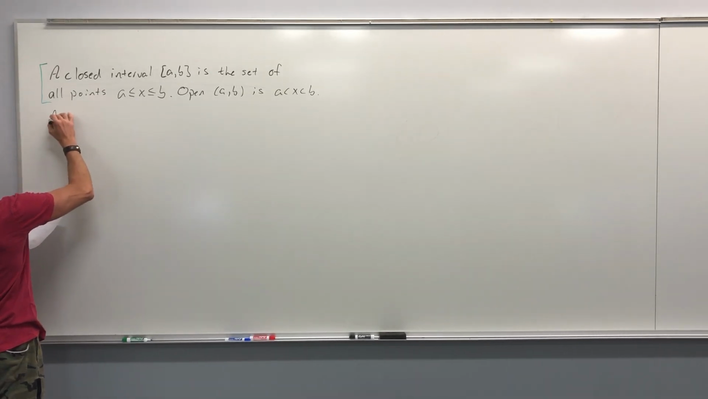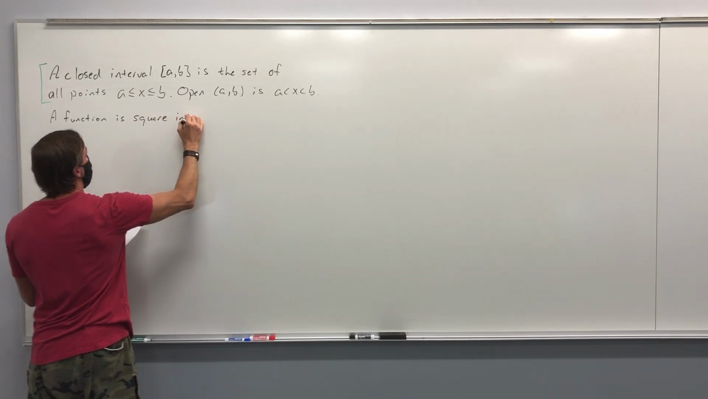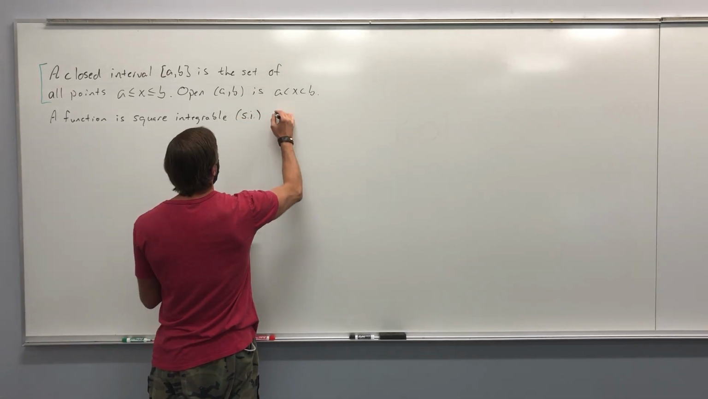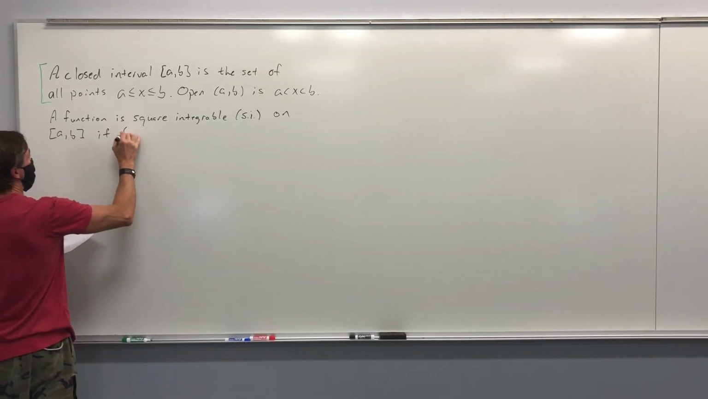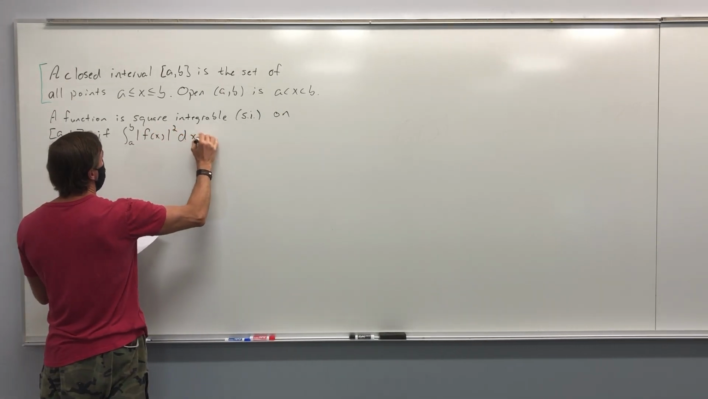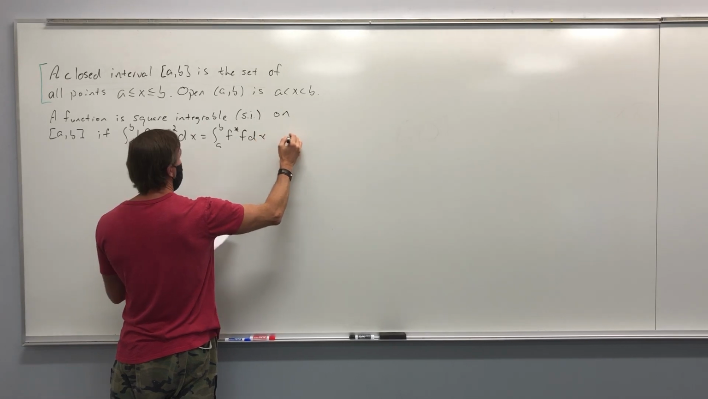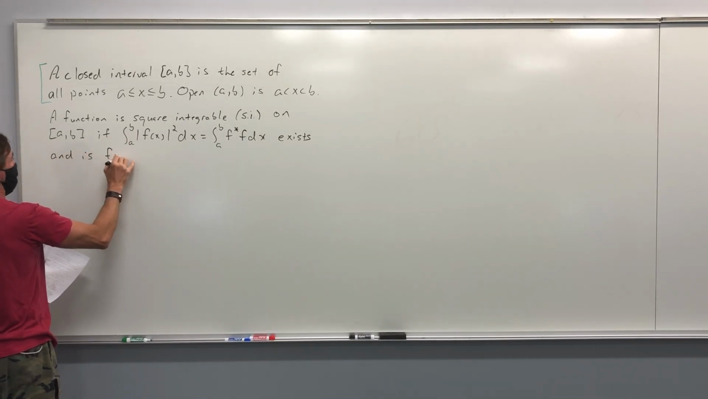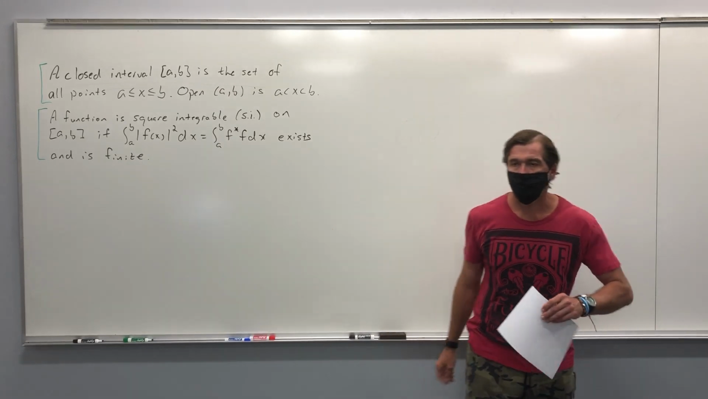Second, a function is square integrable, which I will refer to as SI frequently and all over the place, on an interval [A, B] if the integral from A to B of |f(x)|^2 dx, which is, of course, the integral from A to B of f star f dx, exists and is finite. Okay? So really basic definitions.